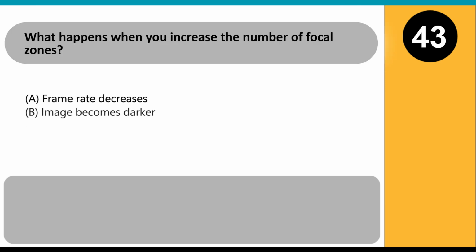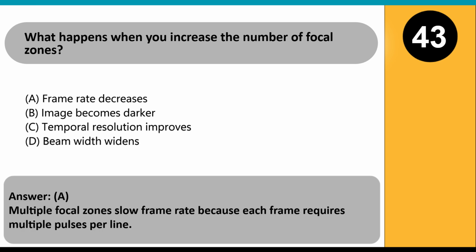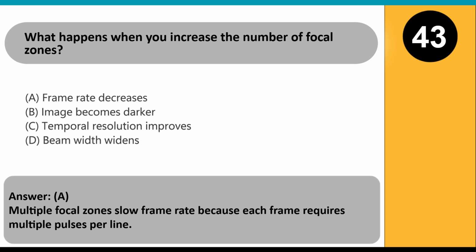What happens when you increase the number of focal zones? A. Frame rate decreases. B. Image becomes darker. C. Temporal resolution improves. D. Beam width widens. Answer A. Multiple focal zones slow frame rate because each frame requires multiple pulses per line.